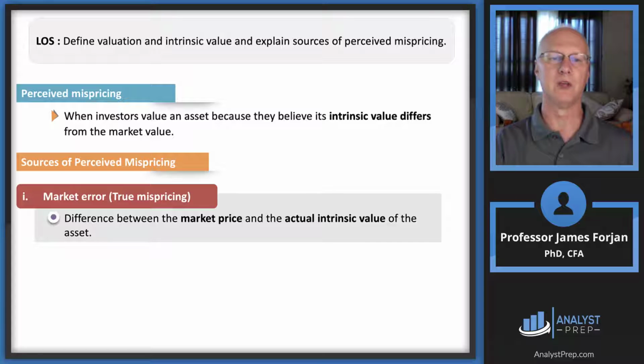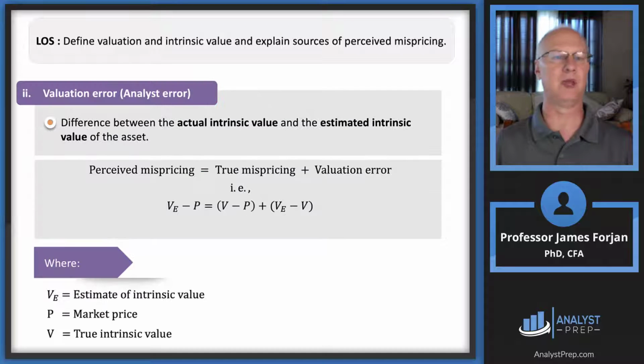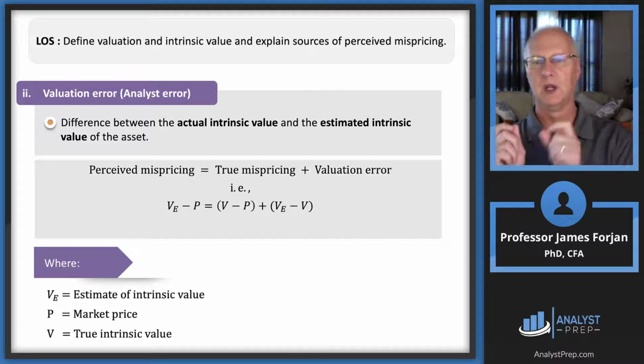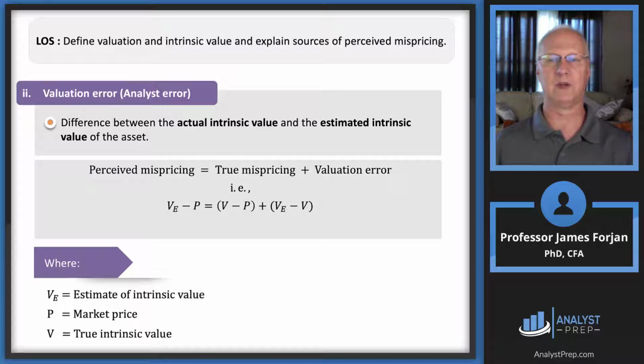All right, so what are the sources of this? How about market error? This is true mispricing, where the difference between the market price and the actual or the true intrinsic value of the asset is they're not the same number. But there can also be a valuation error, and this is on us as the good candidate, as good financial analysts. This is the difference between the actual or the true intrinsic value and the estimated intrinsic value. And there's a good old little formula there. I'd be surprised if you have to use that on the exam from a mathematical standpoint, but I would know the difference between definitionally perceived mispricing, true mispricing, and then of course there's that valuation error.